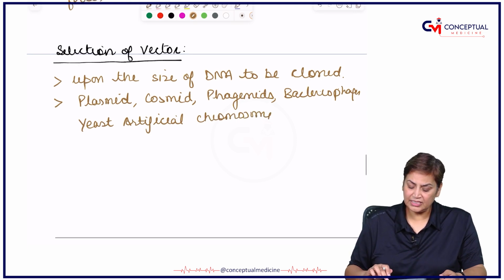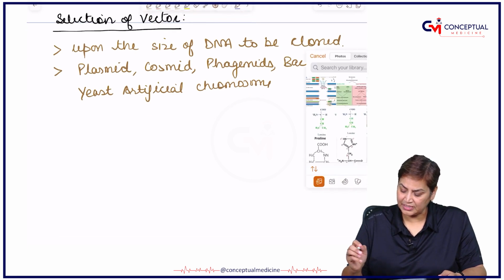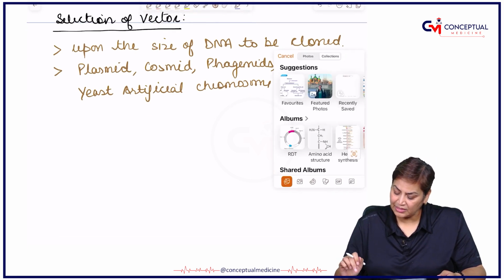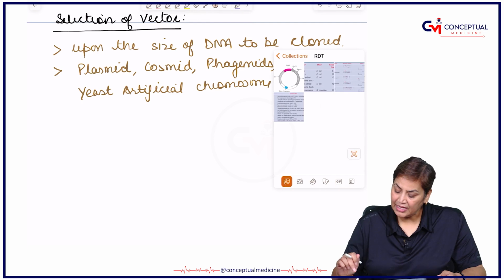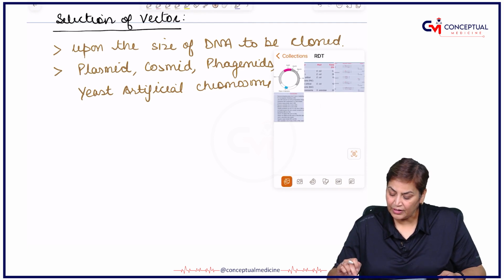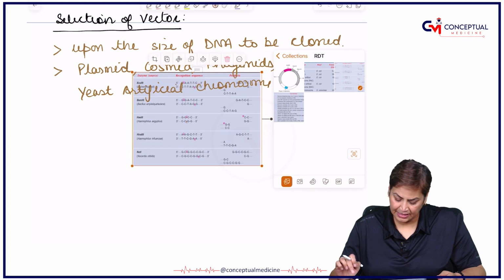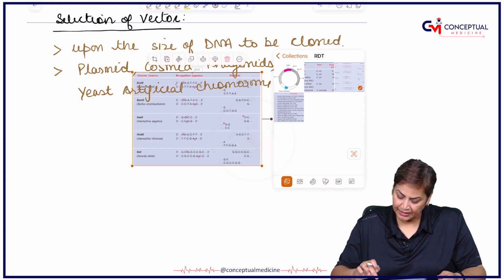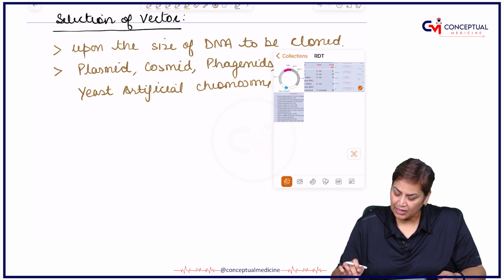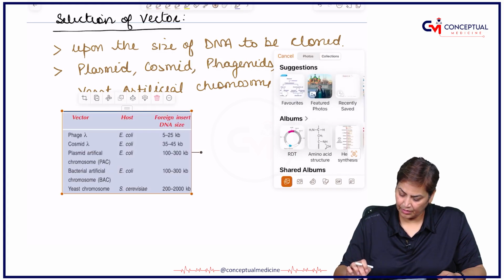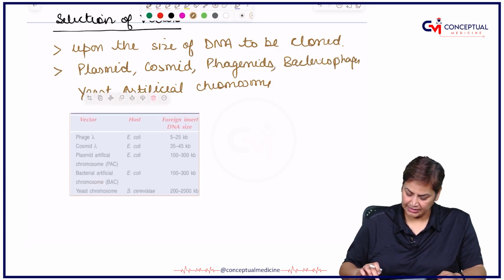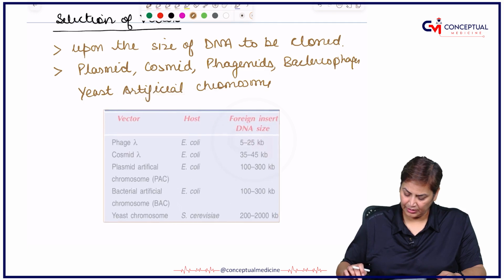Right. So this is the choice, and I will just show you one picture. First of all, we have to select one more thing: how many kilobase pairs of DNA has to be isolated? I'll give you one common example of the plasmid which is commonly used. This is again a very interesting picture.